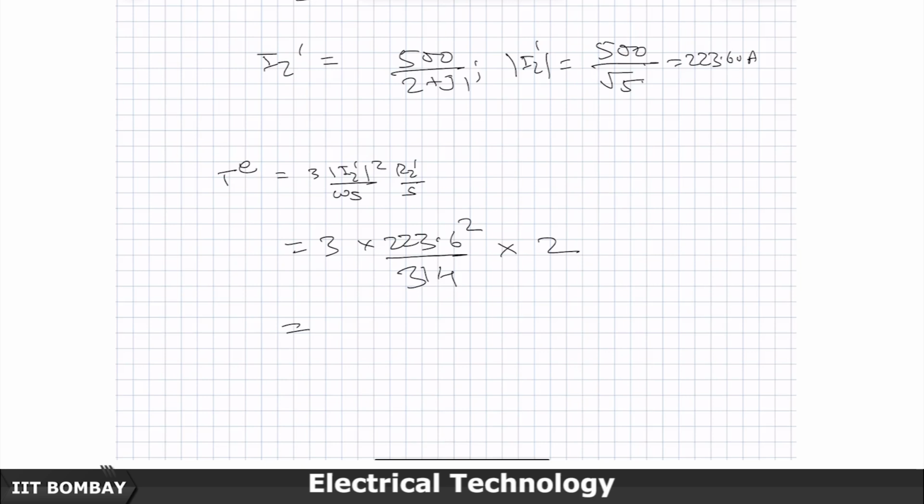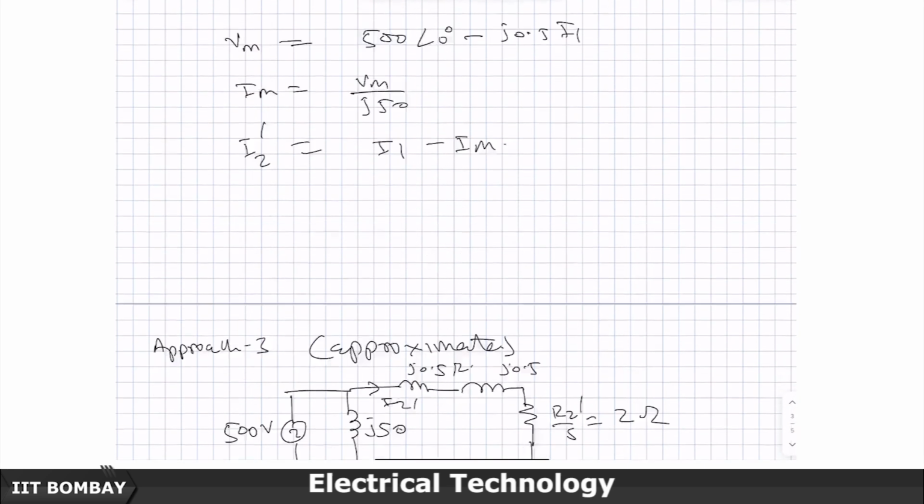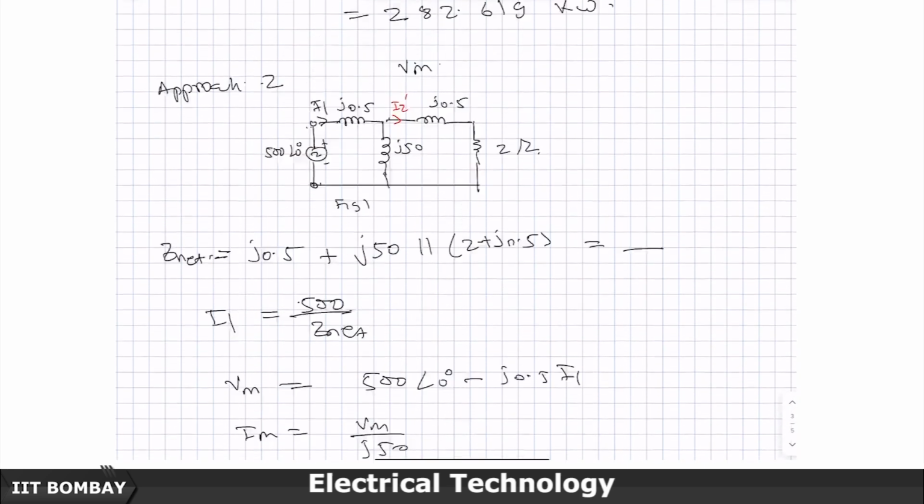3 times. Let me do something: 223.6, let me square it first. So, I square it, divided by 314, then multiply it by 6, and this comes out as 955.35 Newton meter. So, how much had I calculated earlier?